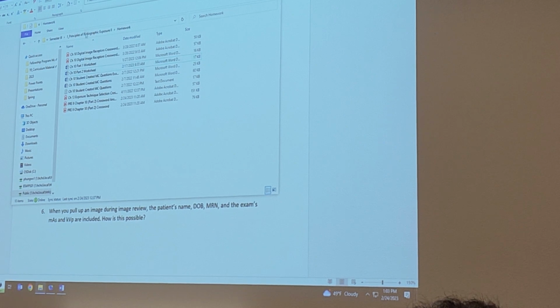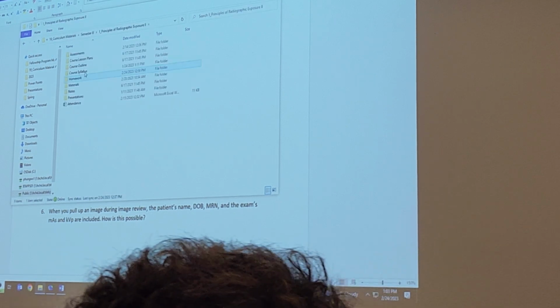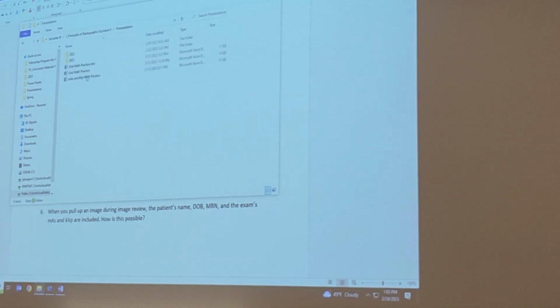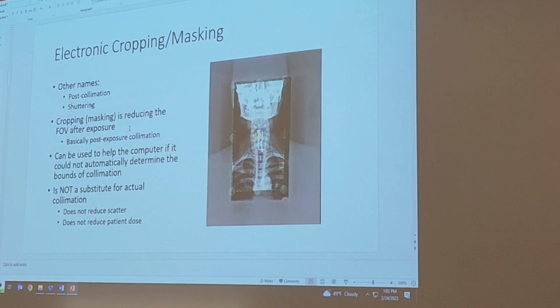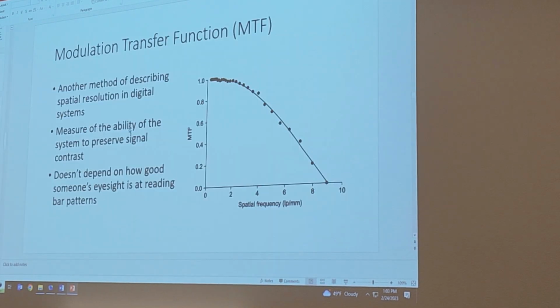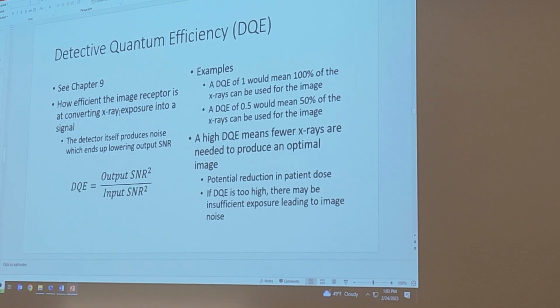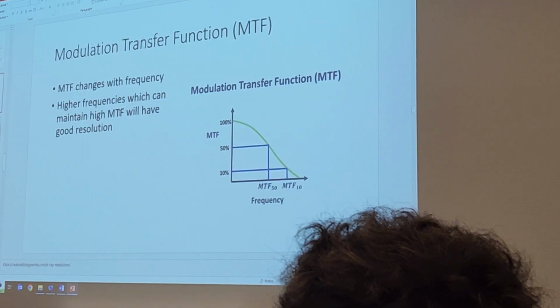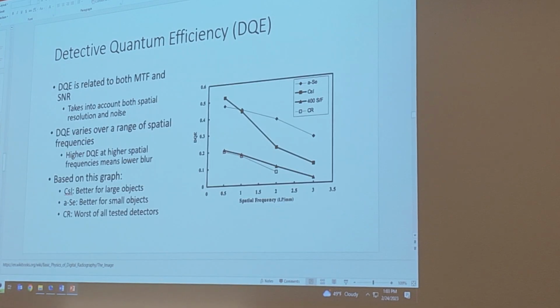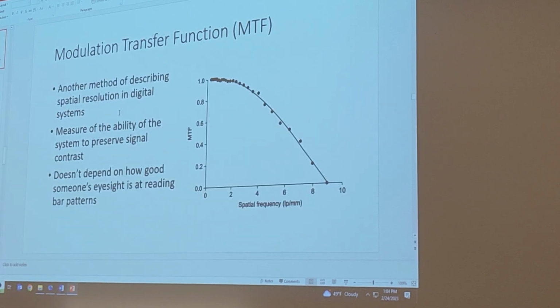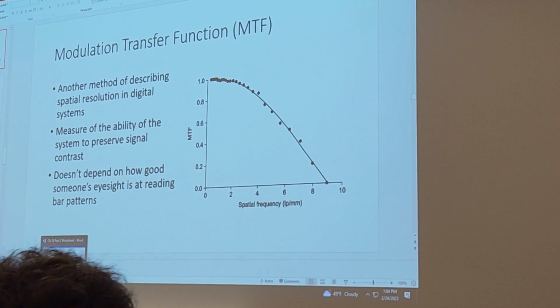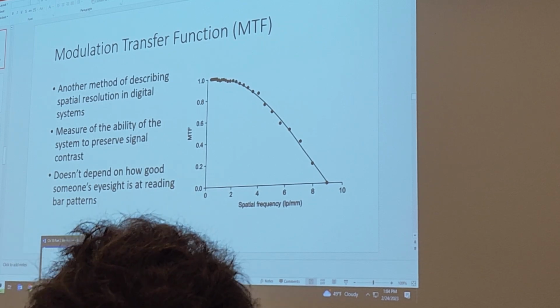Let's check. Do I have the numbers backwards? Let's double check. How do you write that? LP over millimeters. So it's LP. Yeah, so line pairs, LP, over millimeter. Oh yeah, line pairs per millimeter.